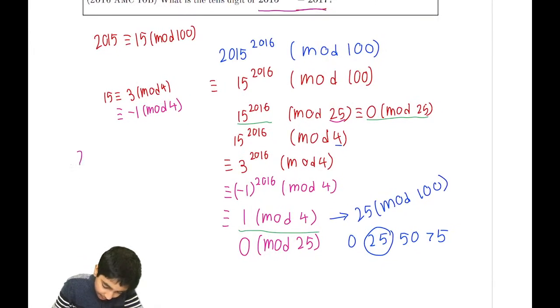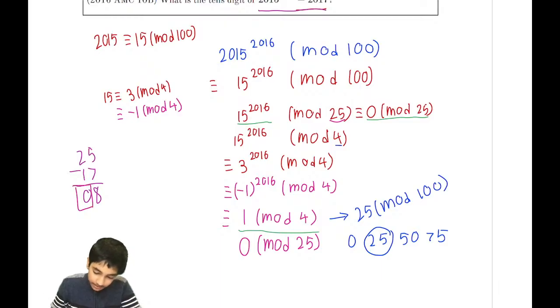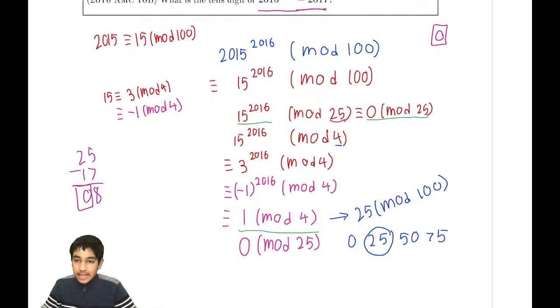Okay, so if a number is 25 mod 100, then this expression here is just going to be equal to 25 minus 17, which is 8. So the tens digit of this number is just going to be 0. So the answer to this problem is 0, because you know the last two digits are 25, so we do 25 minus 17, which is 8.